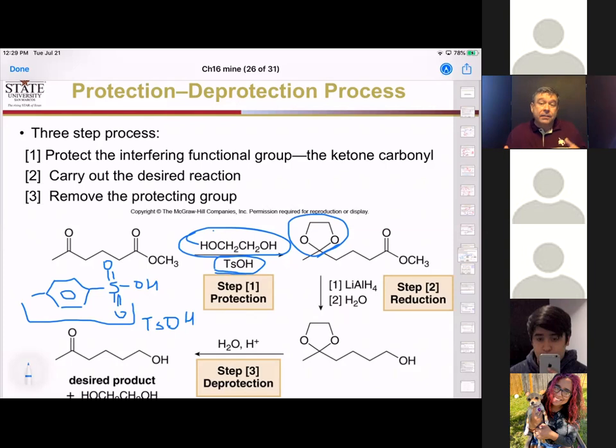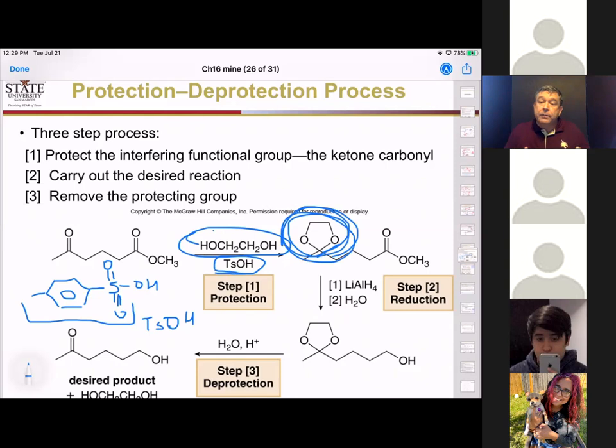So a lot of our acids, our strong acids in particular, are only soluble in aqueous solutions. So we are using this different acid to do our catalysis. Okay, so once we have our alcohol and our tosic acid, we remove our water, we get our acetal here. Our acetal will not react with reducing agents that attack carbonyls.